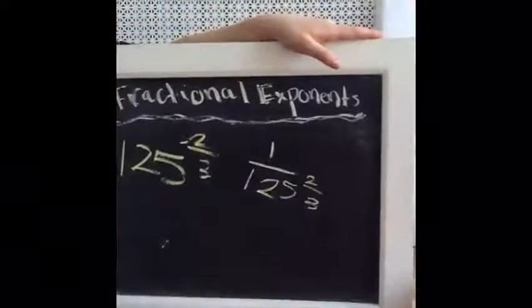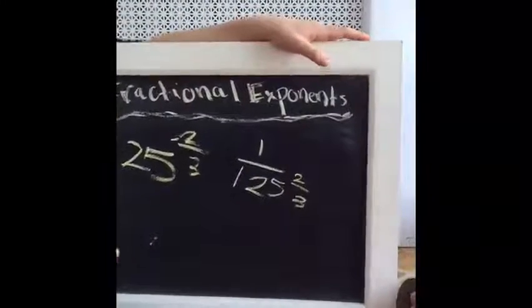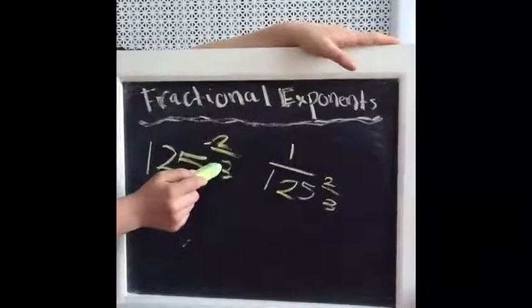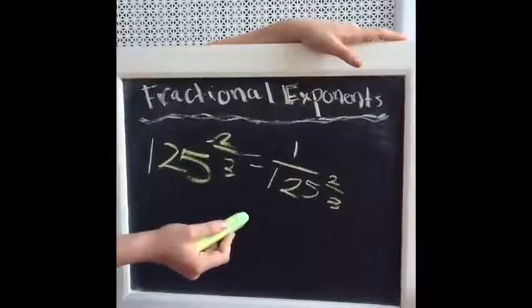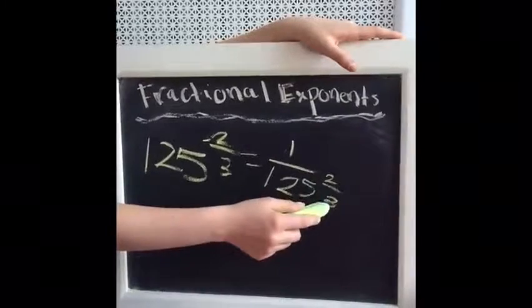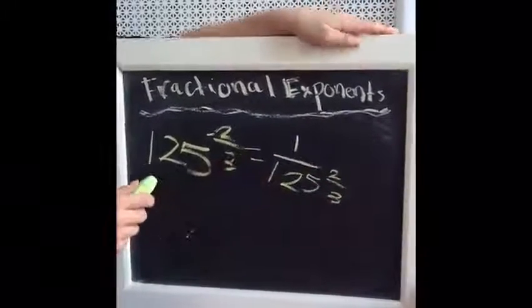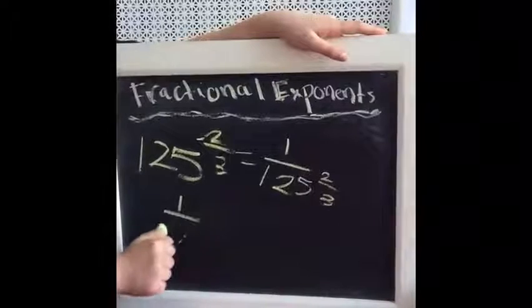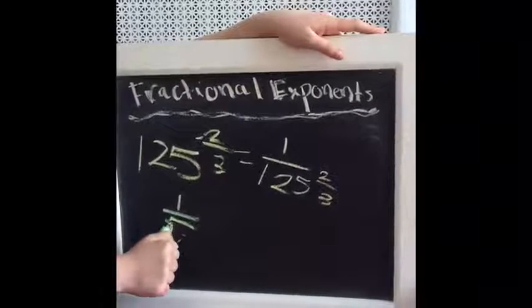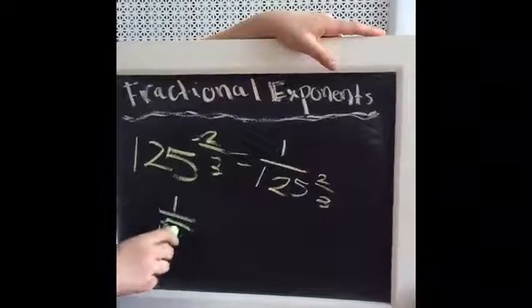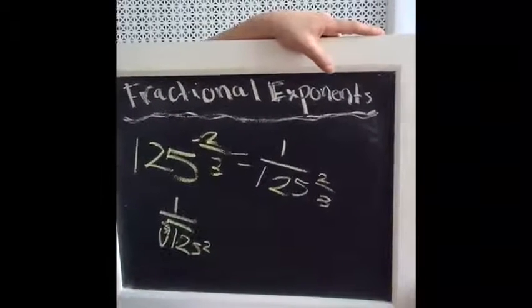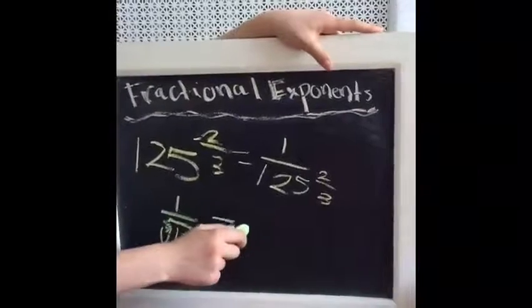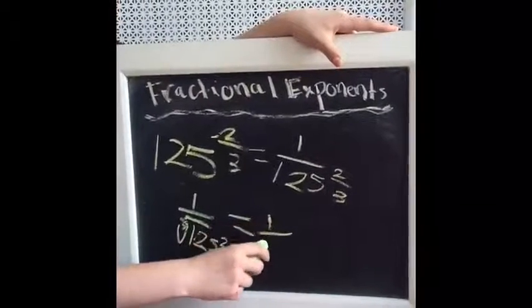So now you try it. So if we had 125 raised to the power of -2/3, that would just turn into 1 over 125 raised to the power of 2/3, which would ultimately just be 1 over the cube root of 125 raised to the power of 2. So that would ultimately give you 1/25.